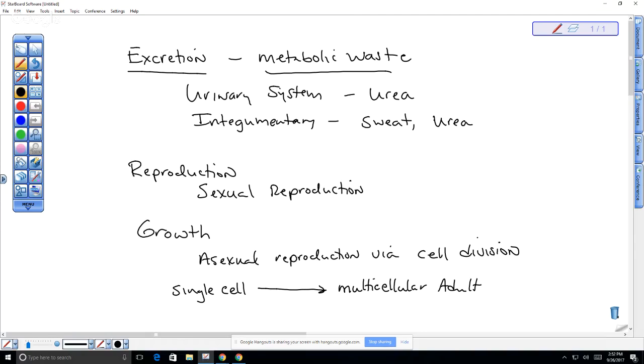Okay. And the thing about growth is that even as an adult, there are cells in my body that are dying and that have to be replaced. Right? So my skin cells are constantly being sloughed off, and then the cells underneath my skin have to undergo asexual reproduction. They have to divide and replace the skin cells that are being sloughed off.